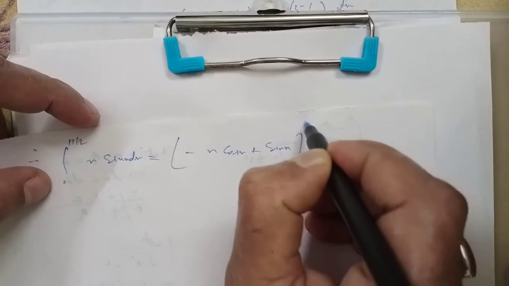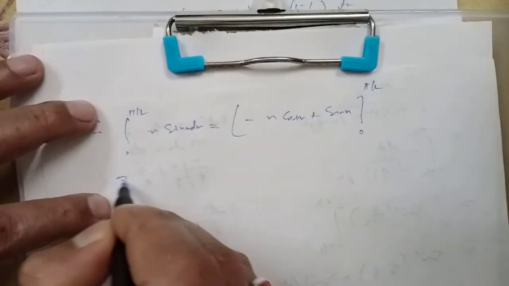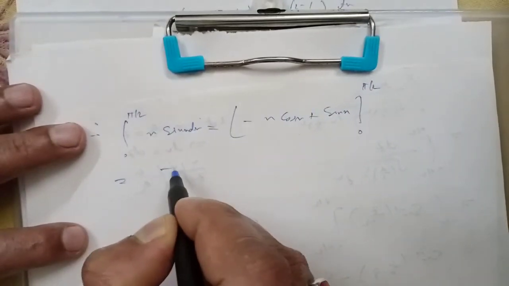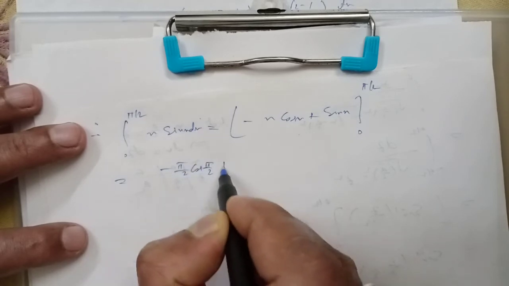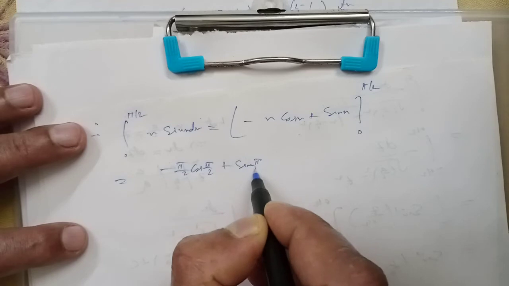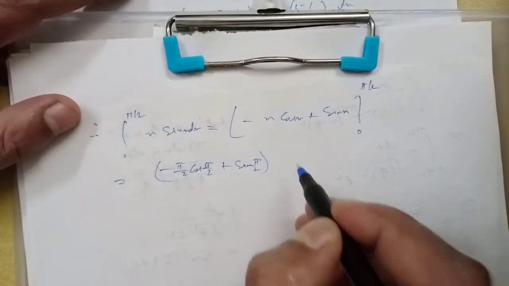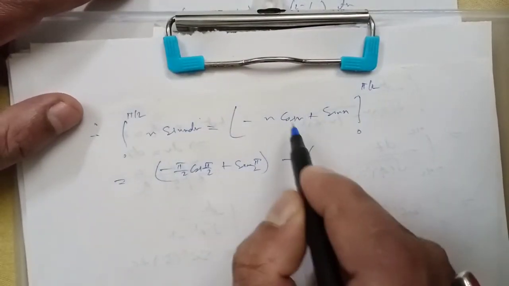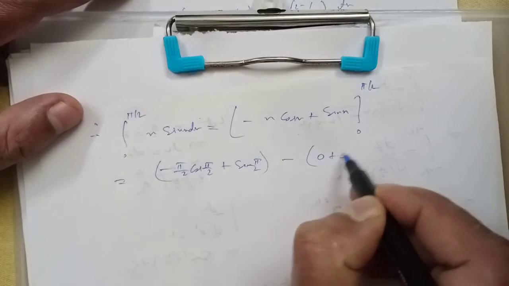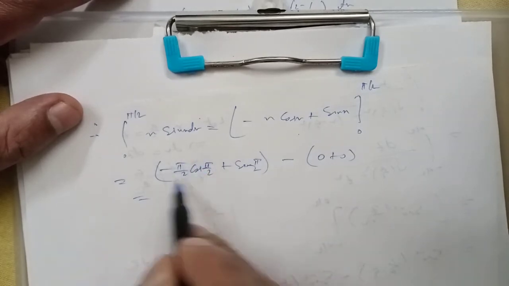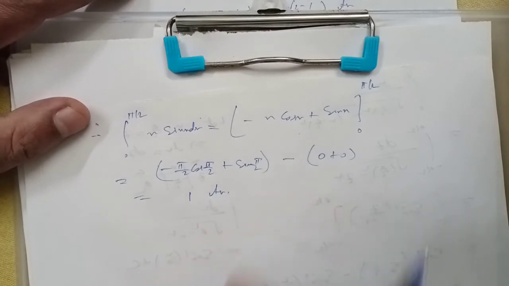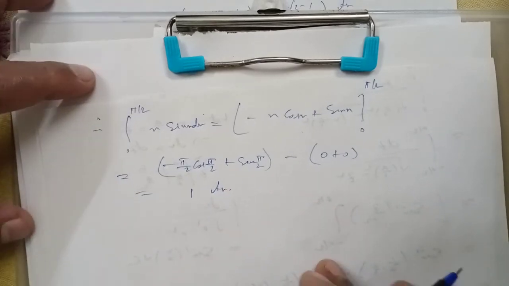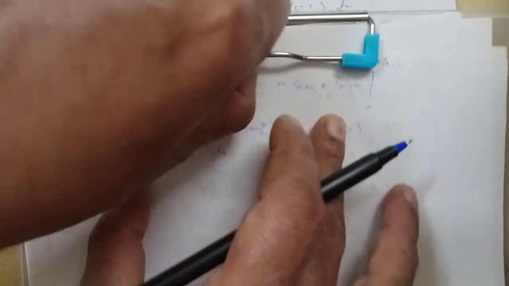Now you have to put the limits. First pi by 2, so we get minus pi by 2 cos of pi by 2 plus sine of pi by 2. This is the upper limit part. Then put lower limit. This becomes 0. This becomes also 0. So this is 0. Sine pi by 2 is 1. So your answer is 1. Okay. Next.